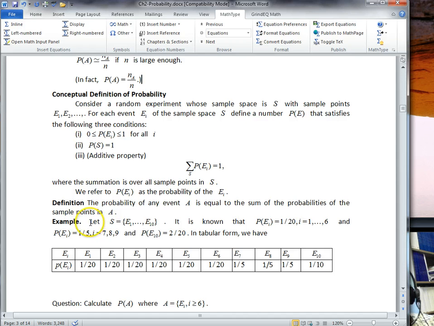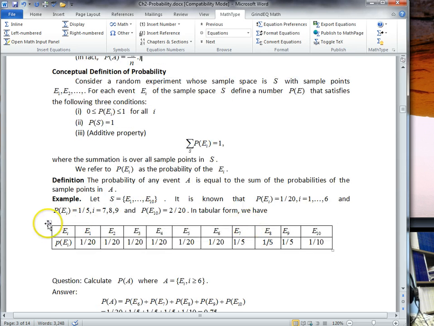So here I have a special die with 10 sides, and each side has a different probability of falling. From 1 to 6, each one has a chance of 1/20 of falling, and sides 7, 8, and 9 have 1/5, and 10, the last side, has 1/10 or 2/20. In tabular form, we can list all these events 1, 2, 3, 4, 5 up to 10, and these are their probabilities. Okay.